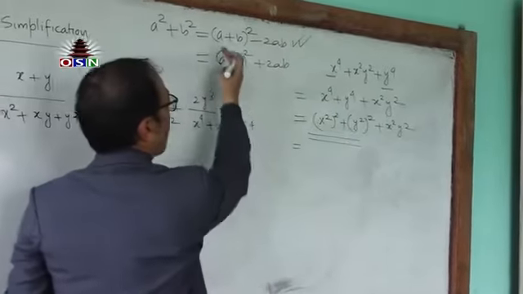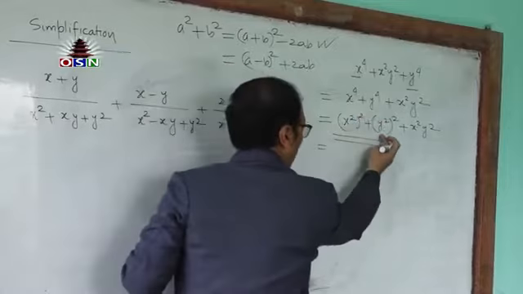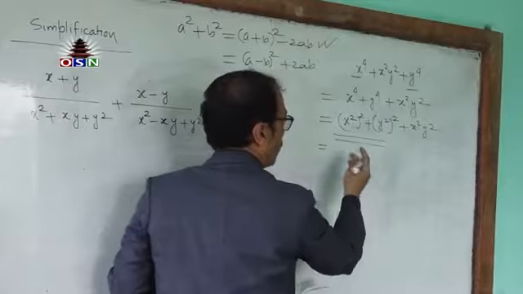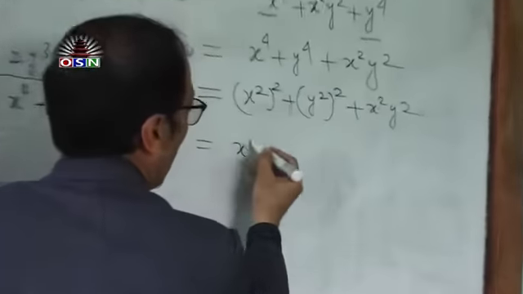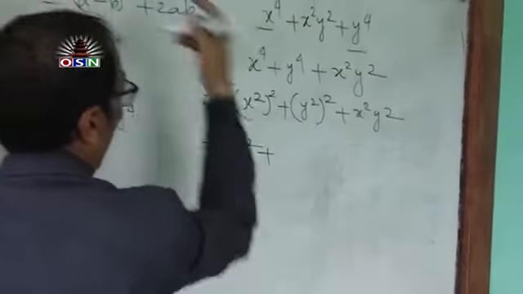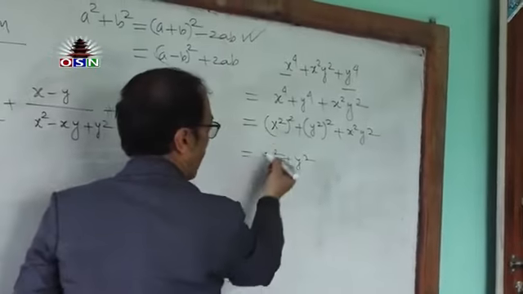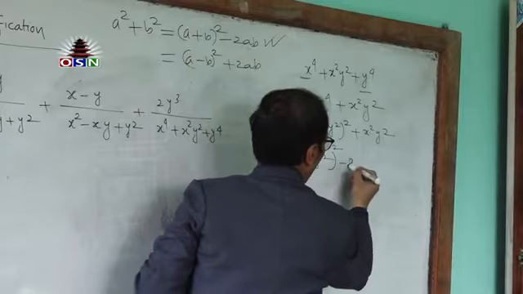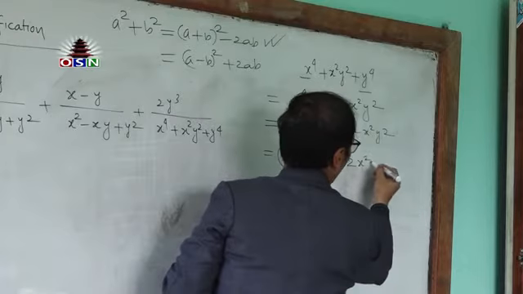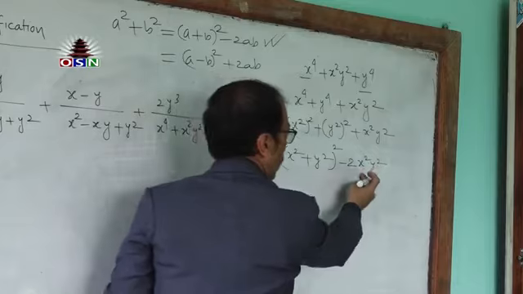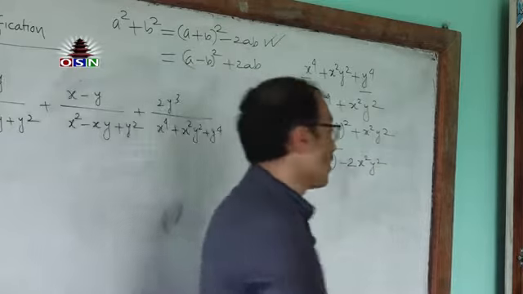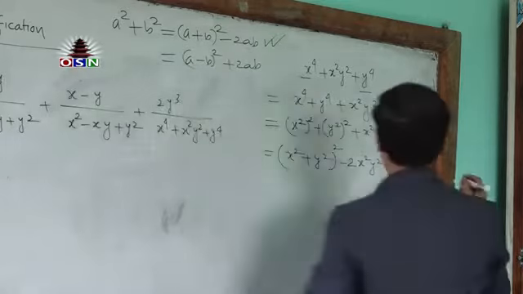x square is taken as a and y square is taken as b. So when we apply the formula for a square plus b square, we need to write in this way. This is a plus b, y square is supposed as b, (a plus b) whole square. According to the formula we have got minus 2ab. This is x square, this is y square. So x square is supposed to be a, y square is supposed to be b. So this is 2ab. And again we have x square y square.